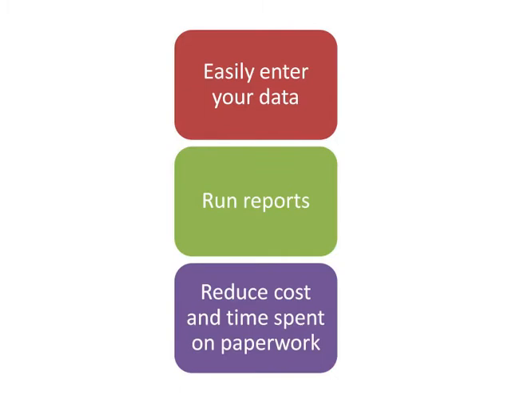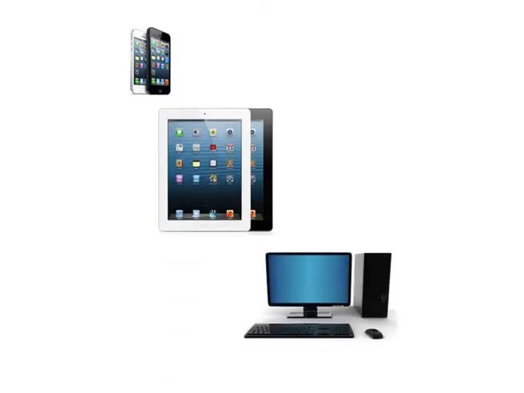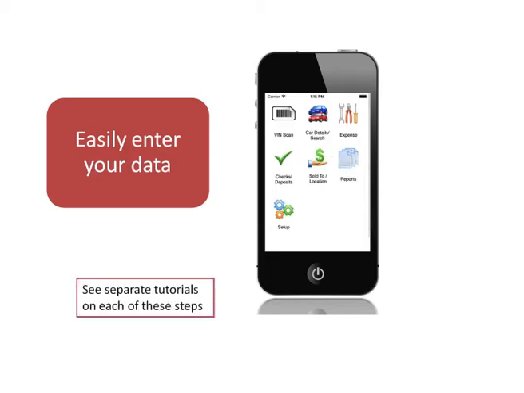First, Car Inventory to Go provides a simple-to-use iPhone, iPad, and web application. From any place, you can enter the purchase of a car, add expenses, pay for the cars, and mark them as sold. See separate tutorials for details on each of these steps.